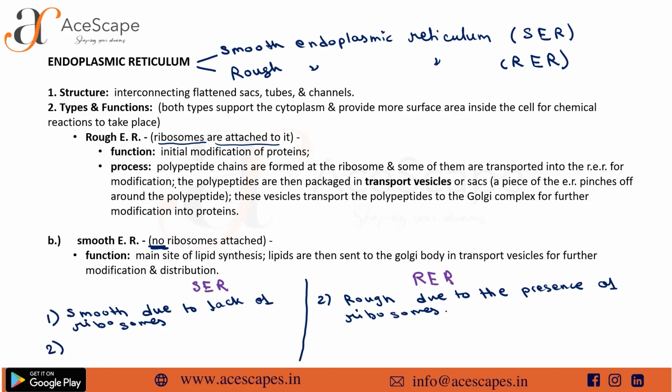Second point, smooth: the main site of lipid synthesis. Remember it like this. Lipid means fat. What is the first thing that comes to your mind when you think of fat? Butter. Butter is smooth. So smooth endoplasmic reticulum is for lipid synthesis.